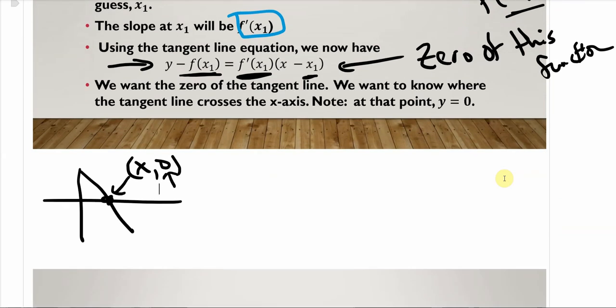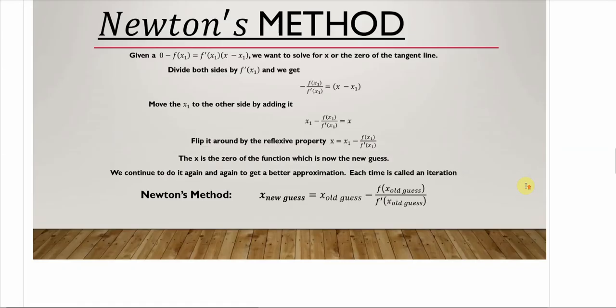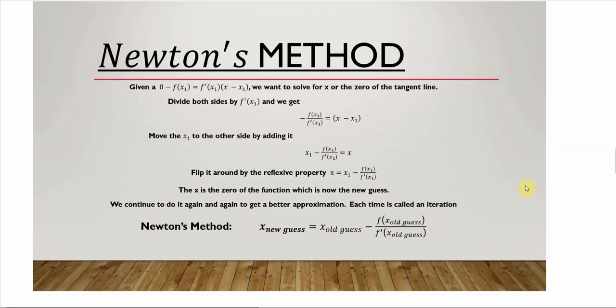So I want to find the zero of my tangent line. I'm going to insert the 0 into my y-coordinate, because remember, I want that zero of the function. Now I'm going to have negative f of x sub 1.